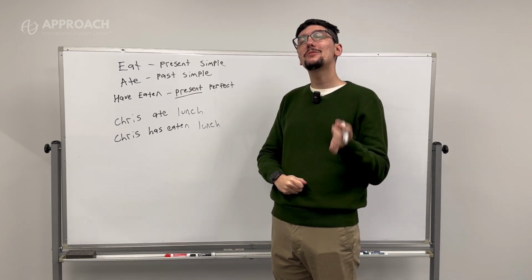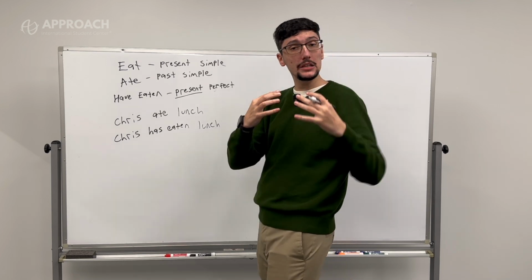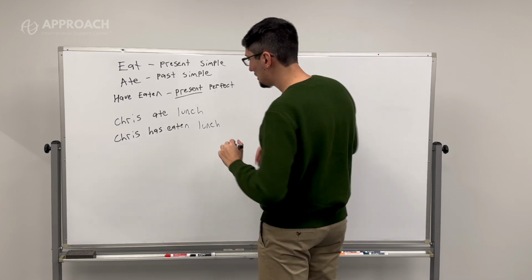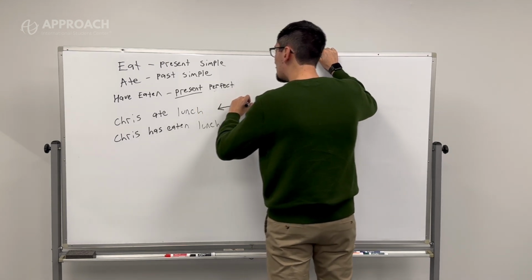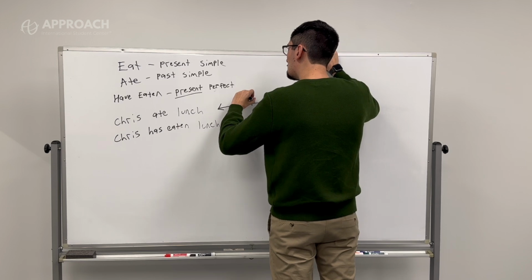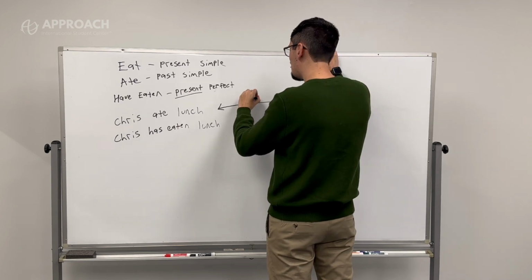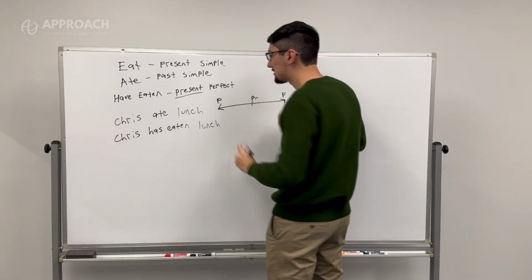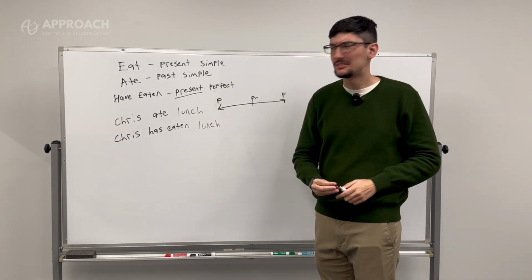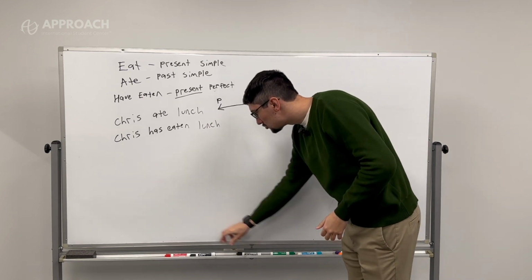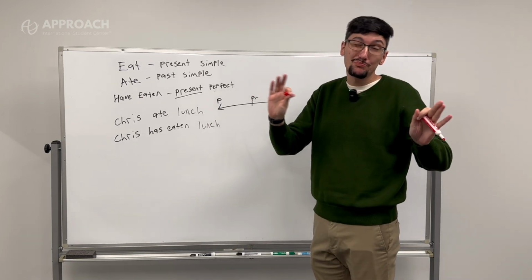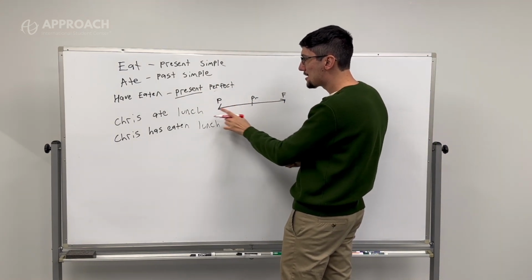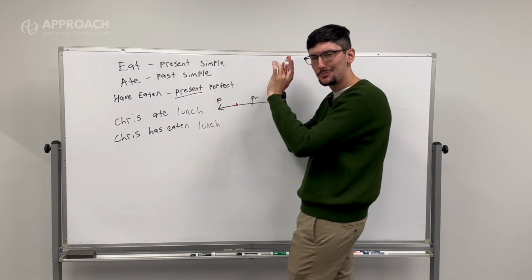So, the meaning of these are slightly different, and I can illustrate it using one of my favorite utilities, a timeline. So, we have two timelines. We will say, this is the present, this is the future, and this is the past. How would I draw this on a timeline? Chris ate lunch. Quite simply, I would just put it, I don't know, at some point from the present to the past. Let's put it here. Perfect.